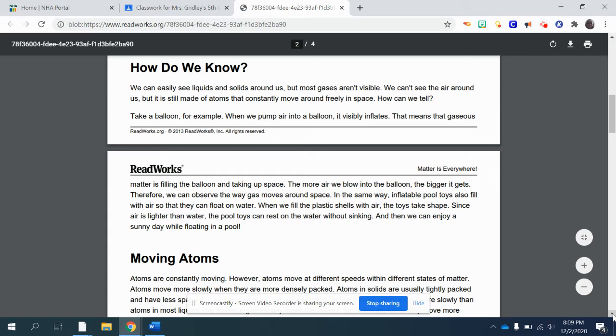In the same way, inflatable pool toys also fill with air so that they can float on water. When we fill the plastic shells with air, the toys take shape. Since air is lighter than water, the pool toys can rest on the water without sinking, and then we can enjoy a sunny day while floating in the pool.